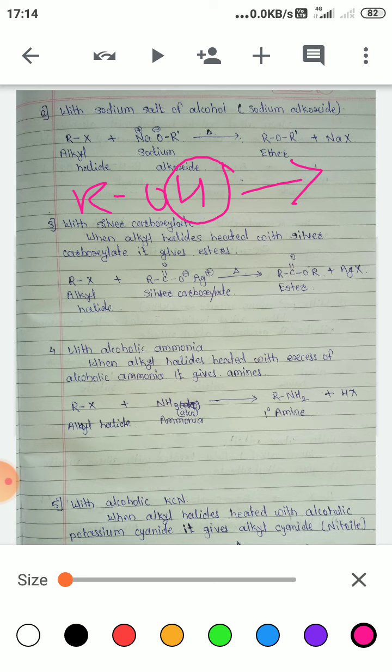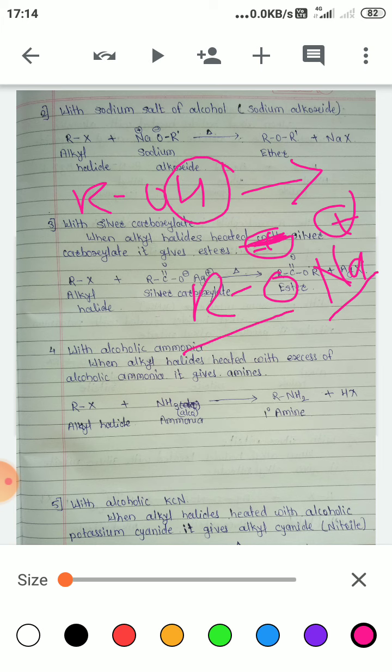now if it is replaced, that is RONa. And as here the electronegativity difference is largest, so it is RO minus Na plus, so it is called sodium alkoxide. And we'll see the reaction of sodium alkoxide with alkyl halides.